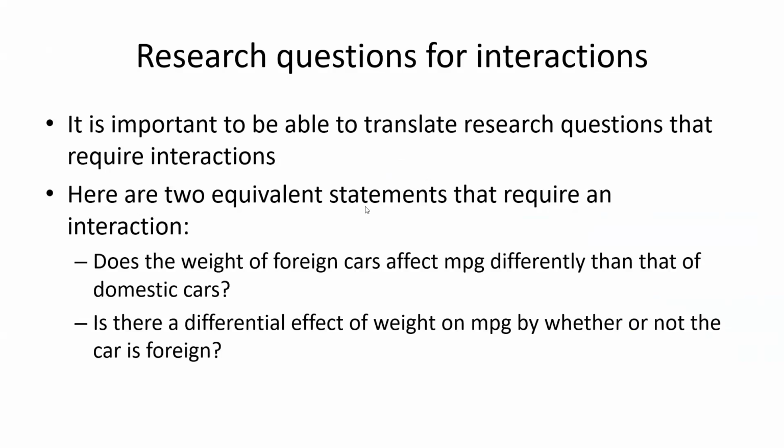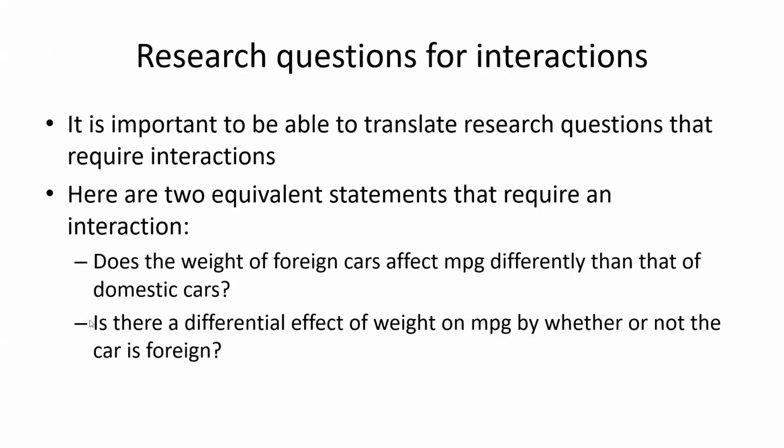And so here are 2 equivalent statements that somebody who doesn't know about interactions might ask, and you then have to realize, I understand what you want. It's an interaction. You don't know that, but that's exactly what you want. So here is one question. Does the weight of foreign cars affect MPG differently than that of domestic cars? So the weight of foreign cars affects MPG. So we're talking about the slope of weight here, right? And it affects it differently, meaning the slope is different from that for domestic cars. So are the 2 slopes different?